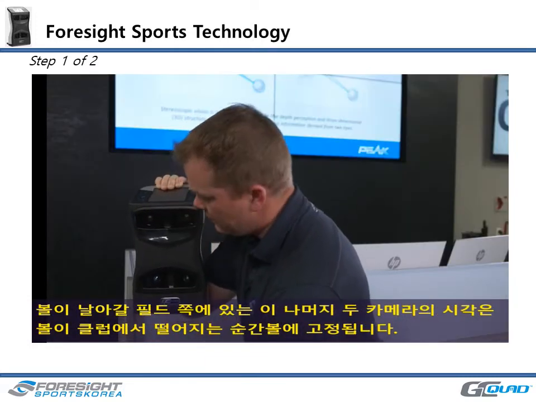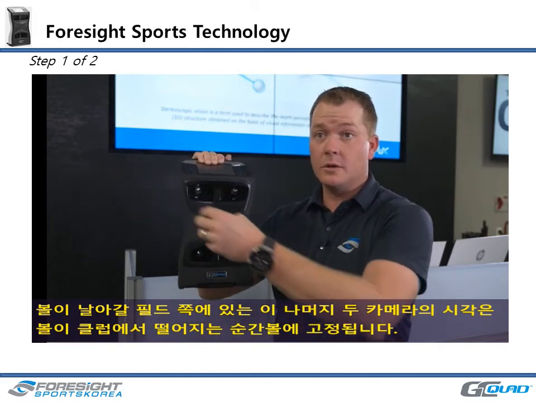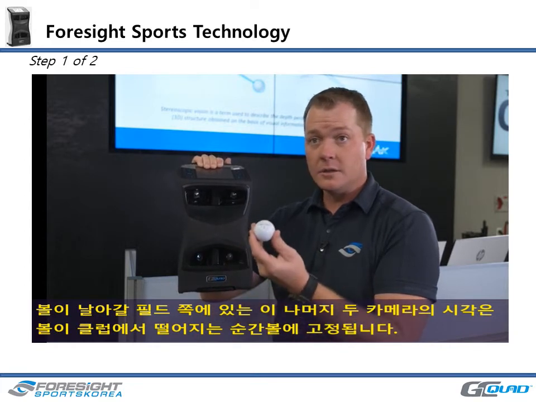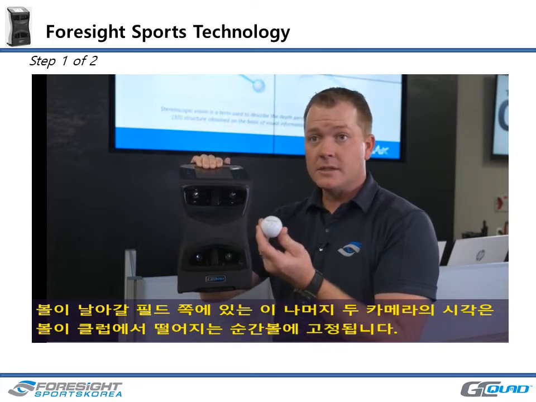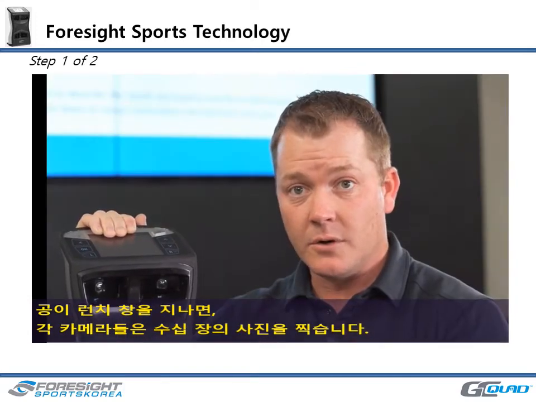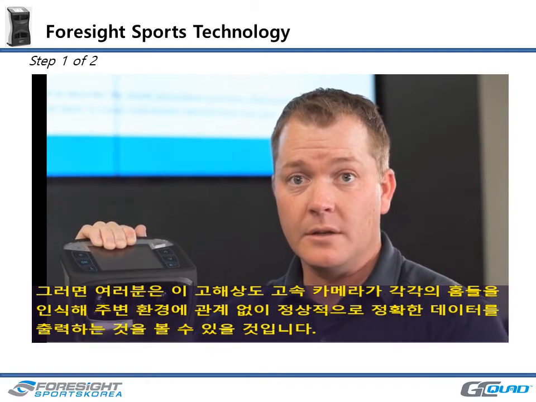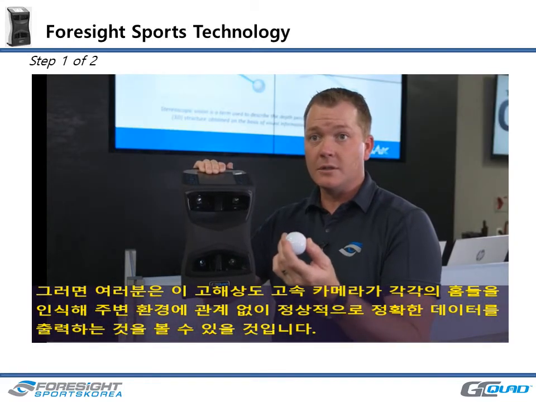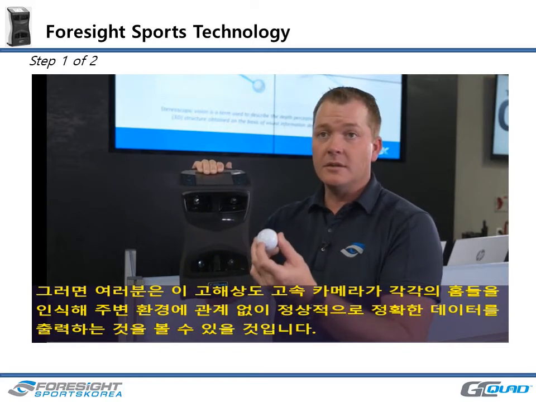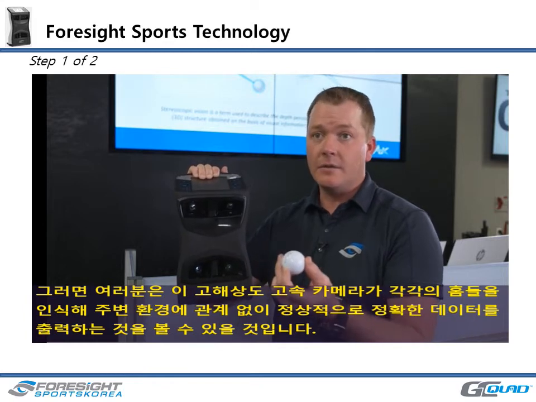Now, these other 2 cameras you can see that are angled out towards the ball flight area are actually going to lock on to this golf ball as soon as it separates from the golf club. Each camera is going to take dozens of photographs as that ball passes through the launch window. And you'll be able to see how the high-resolution, high-speed cameras can actually track each individual dimple that give us phenomenally accurate data in any environment.